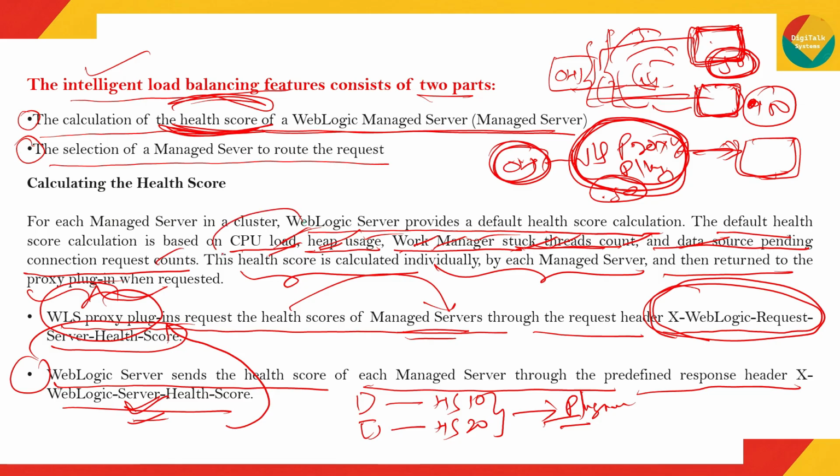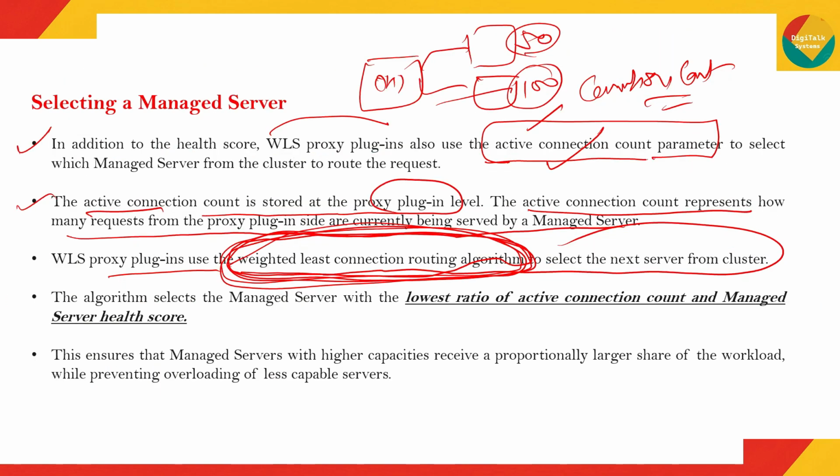and based on all these parameters that we have discussed, and based on that a score has been generated. Right? So based on that, the plugin is going to select the backend server based on the weightage, or the weighted least connection routing algorithm. So now what will happen? The algorithm selects the managed server with the lowest ratio of active connection count and managed server health score, right? So now we have active connection count plus the health score, right?